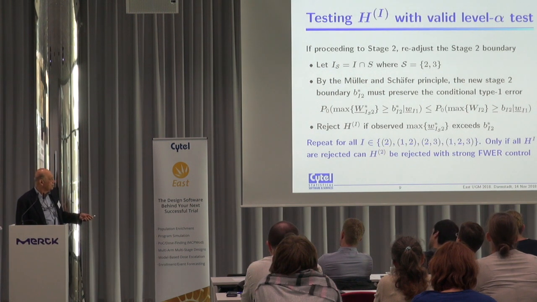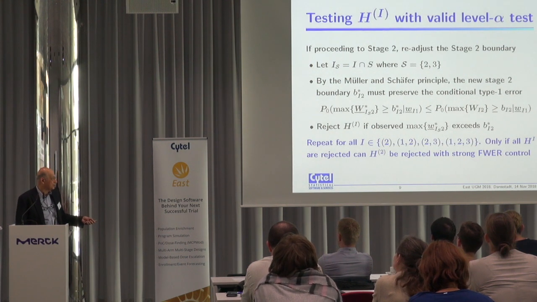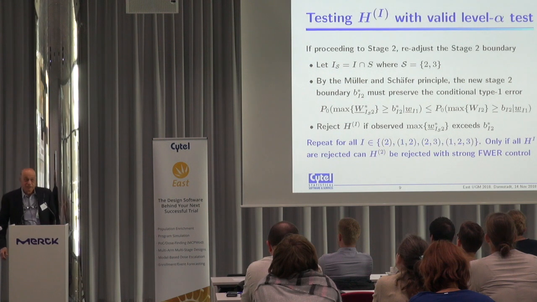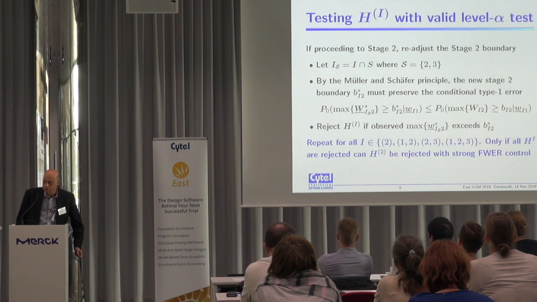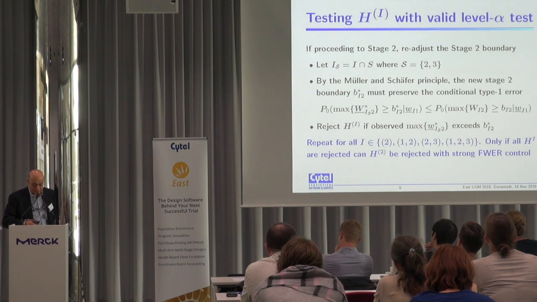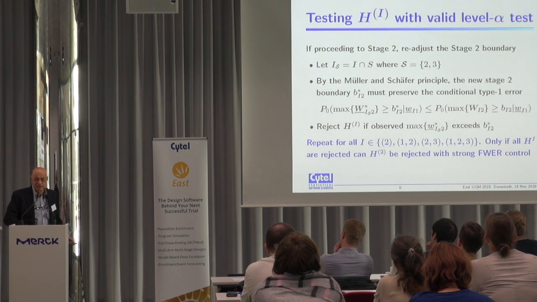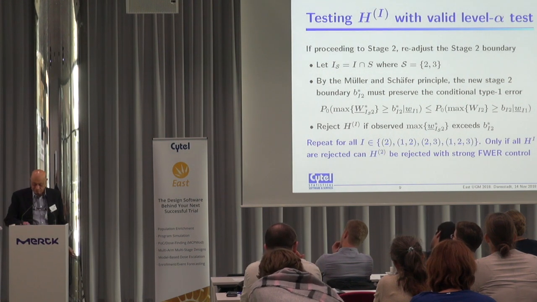So now you have a new boundary, and you will reject the null hypothesis if the observed max exceeds this new boundary. And that will preserve the type 1 error. Now you have to do this for every single I in this set, so that you manage the closed testing principle. So that's how the group sequential method can be extended to adaptive.